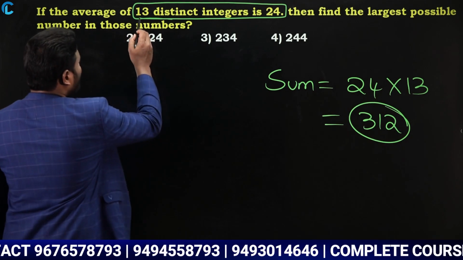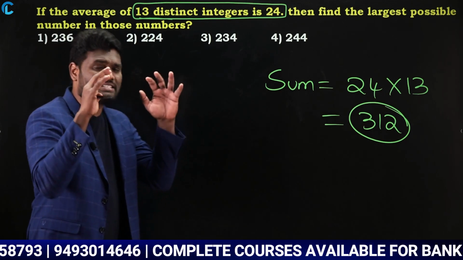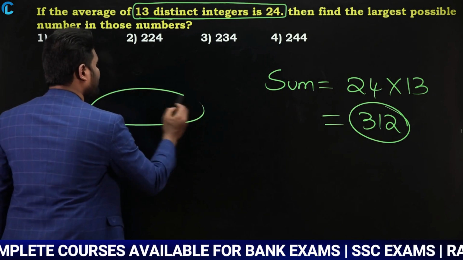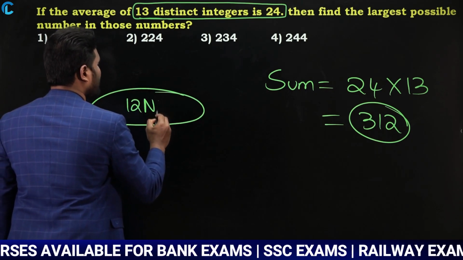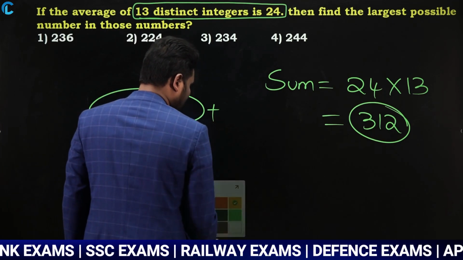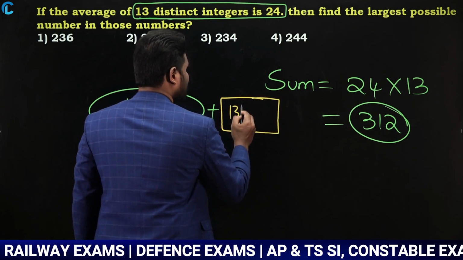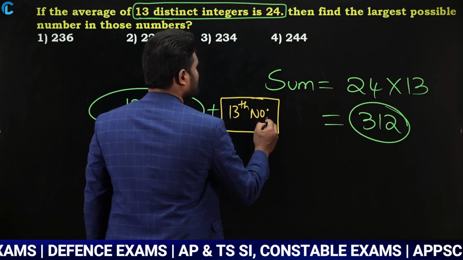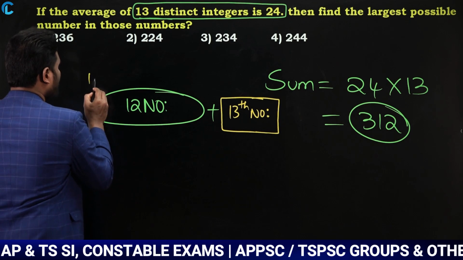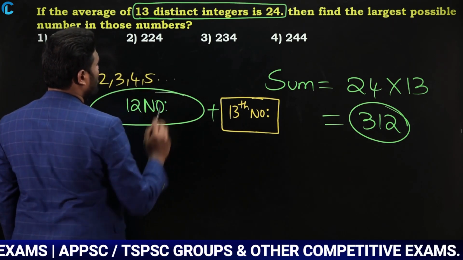Now look here. Out of these 13 distinct numbers, what I will do is try to make 12 numbers as minimum as possible. These are going to be 12 numbers, plus the 13th number. These 12 numbers plus the 13th number is equal to the sum 312. Now these 12 numbers are going to be 1, 2, 3, 4, 5, and so on up to 12.